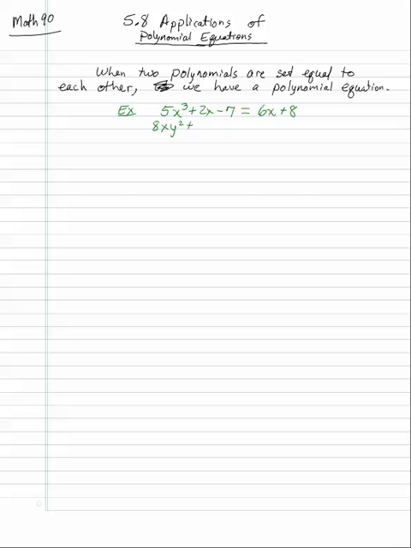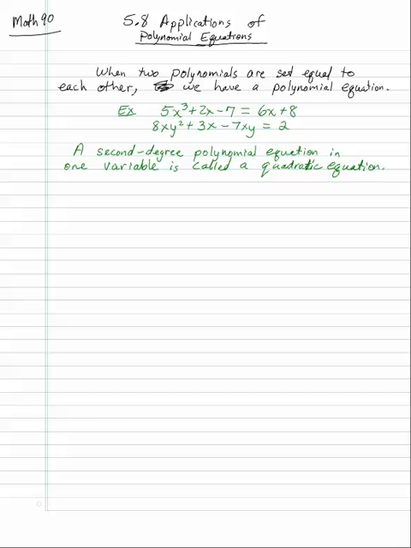8xy squared plus 3x minus 7 equals xy equals 2. That's a polynomial equation. Now, what's a quadratic equation? A second degree polynomial equation in one variable. This is real specific. That's called a quadratic equation.